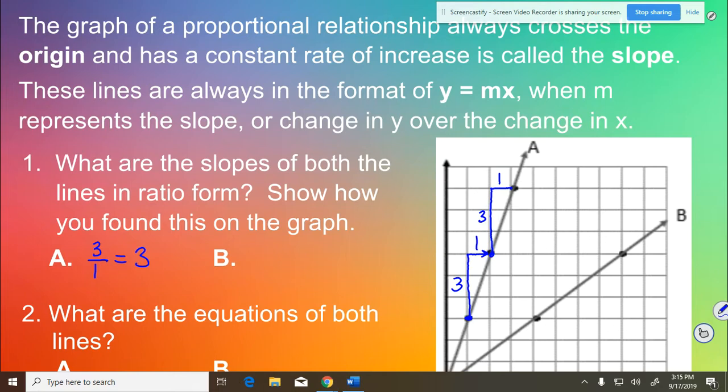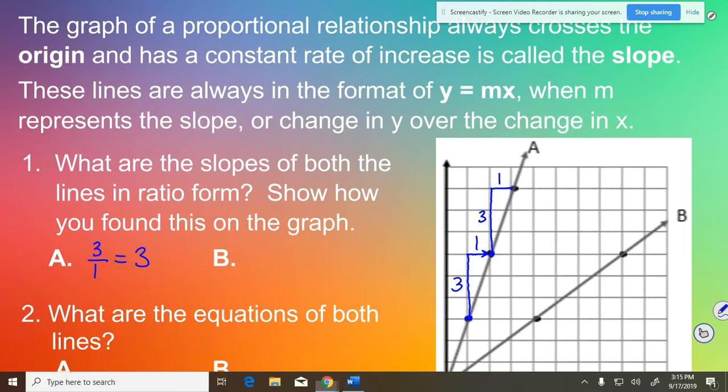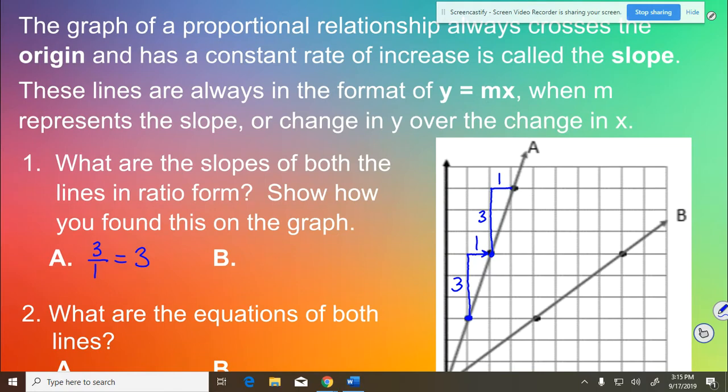For B, same idea. We have another line with a couple points. We could start at the origin, but it's not going to let me, so I'm going to start from point to point here. If we count up and over, we are going up 3 and over 4. Same thing if we went from the origin to this first point here. So our slope or ratio, constant of proportionality, would be 3/4, which cannot be simplified. So we'll just leave 3/4.